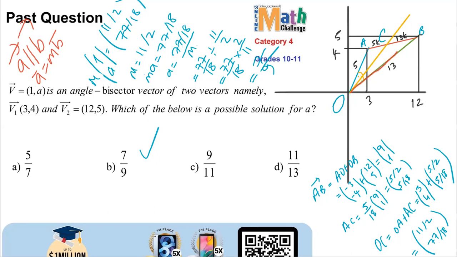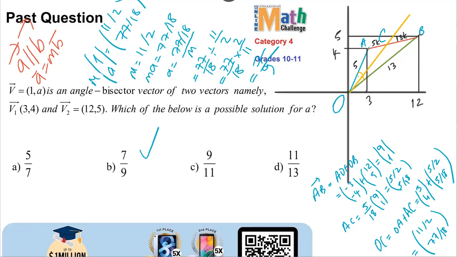So first we can calculate size of this vector OB using Pythagoras theorem, because this is 12 and this is 5. So 12 squared plus 5 squared equals x squared. So x equals 13. Same thing we can do it for OA. So 3 squared plus 4 squared equals this square of OA. So OA comes as 5. Now we get the size of OA and OB.